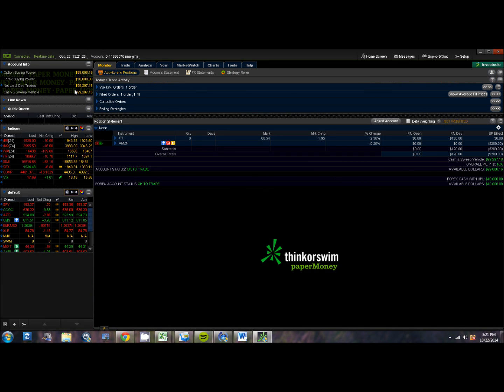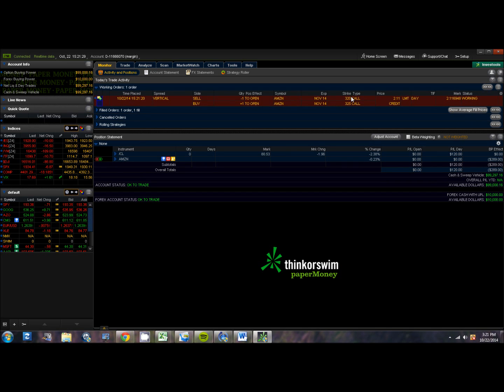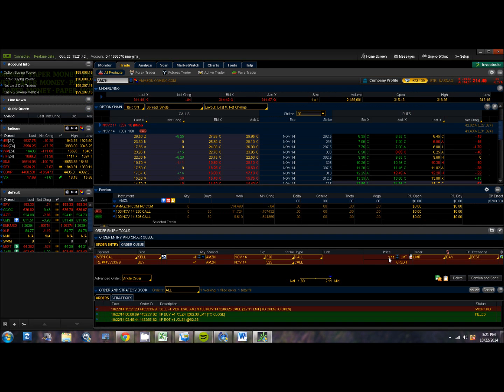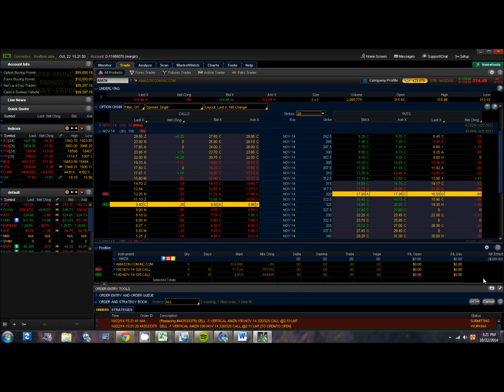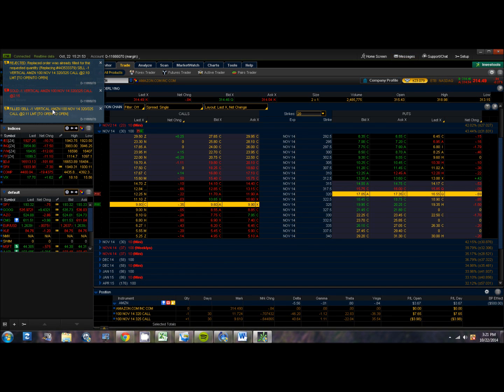Okay, so here's another interesting thing about how to get your orders to fill. So right now I want 211 for this vertical spread in Amazon. That's the mark price right now. If you click on cancel replace, so 211 apparently is too high to get an immediate fill. So tick that down by a penny. Now if you only took 210, let's send that in. And let's see if that'll fill right away. Okay, so it filled right away.